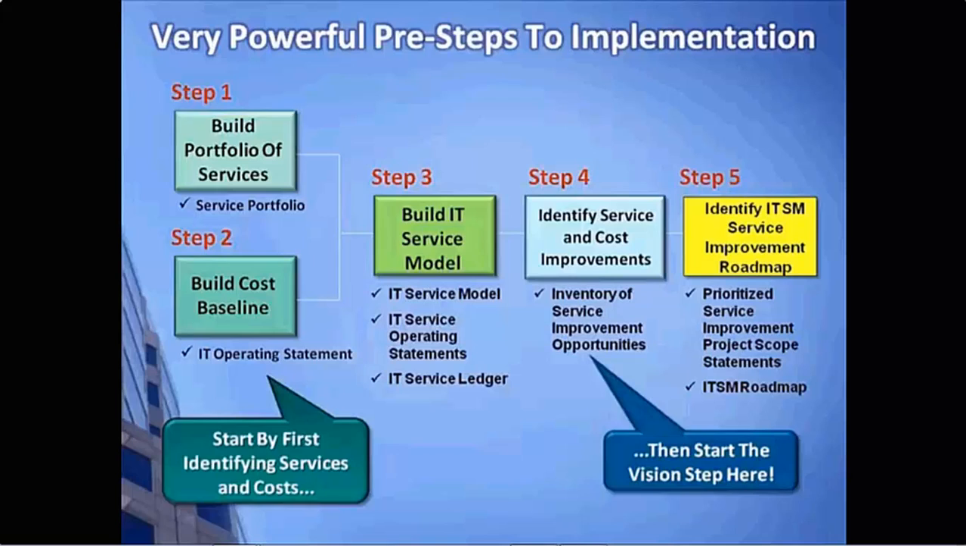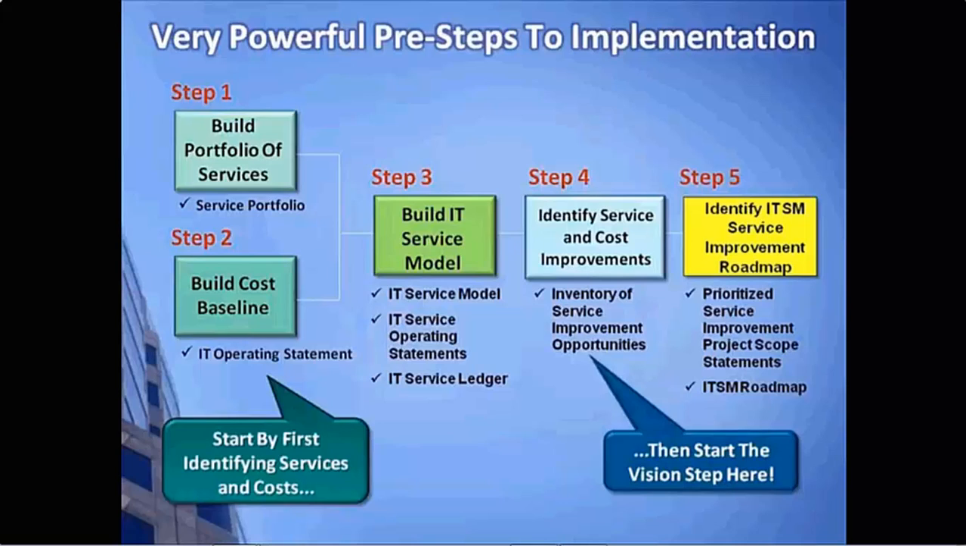So let's take a look at these steps. There are 5 steps to help you get started in a tactical manner down this path. Step 1, building a portfolio of services. This is where you'll identify what your IT services are. Step 2, let's figure out what our current costs are, and let's just gather up that cost information and create a baseline. Step 3 is where the magic happens. Here I'm going to resort my costs by the services that I identified in step 1.